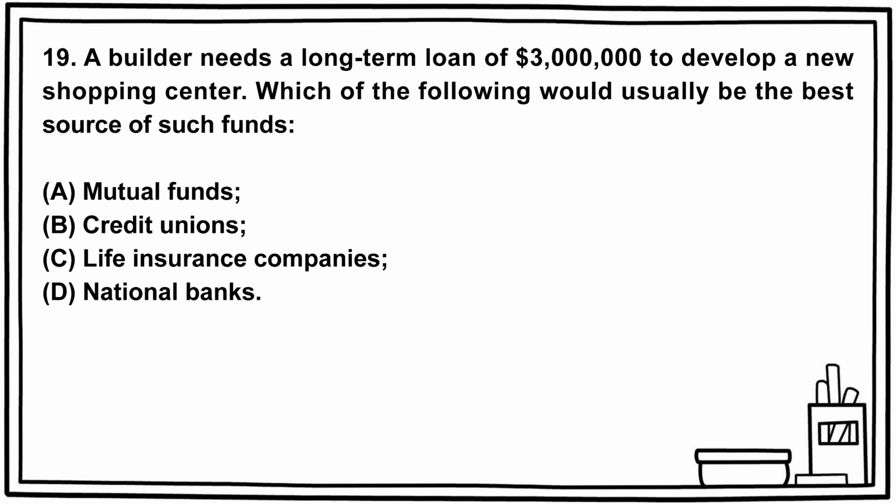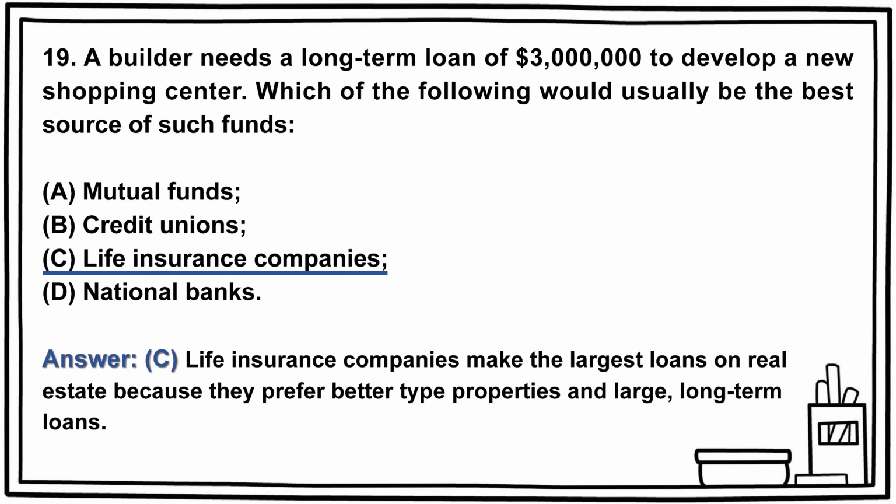19. A builder needs a long-term loan of $3 million to develop a new shopping center. Which of the following would usually be the best source of such funds? A. Mutual funds. B. Credit unions. C. Life insurance companies. D. National banks. Answer: C. Life insurance companies make the largest loans on real estate because they prefer better type properties and large, long-term loans.